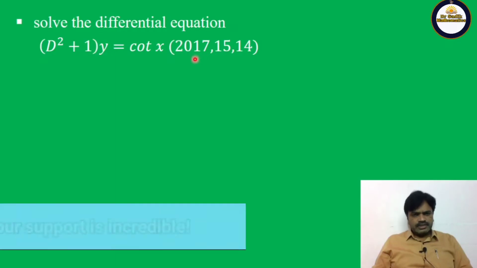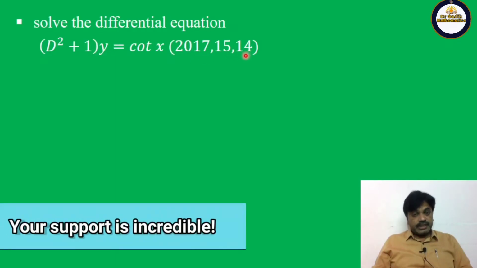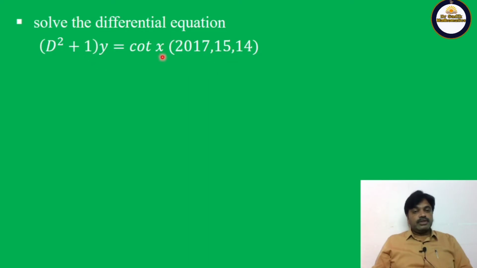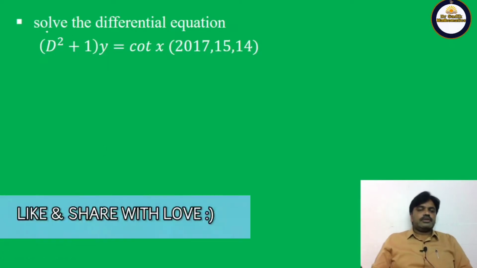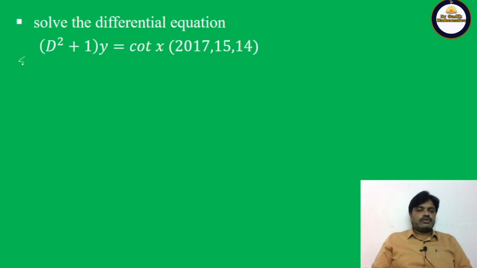See friends, this is a very important problem. So I observe here cot x. What is the suitable method here? Method of variation of parameters.